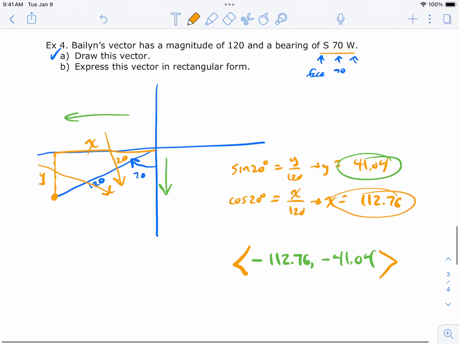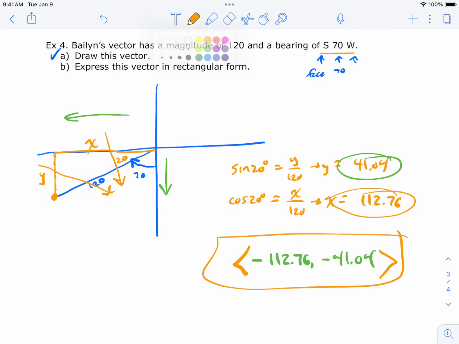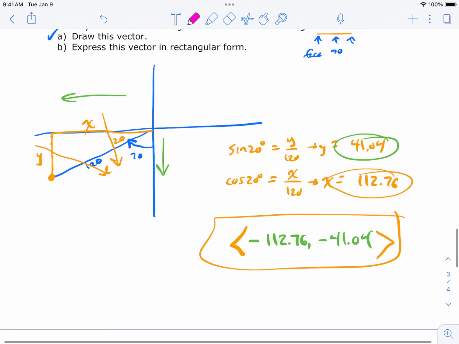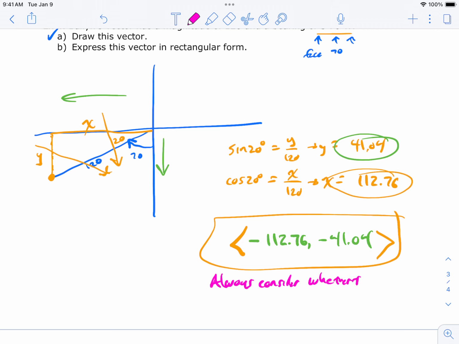So the moral of this story is, and maybe I'll put this in like a few... Always consider whether these are positive or negative directions. If something's in the negative direction, you got to put the negative there. Okay. So you got to be a little careful when you're going into the rectangular form like that.